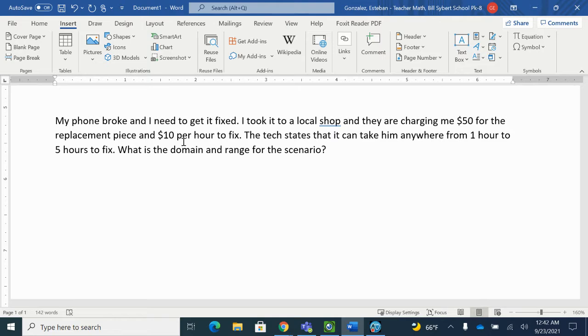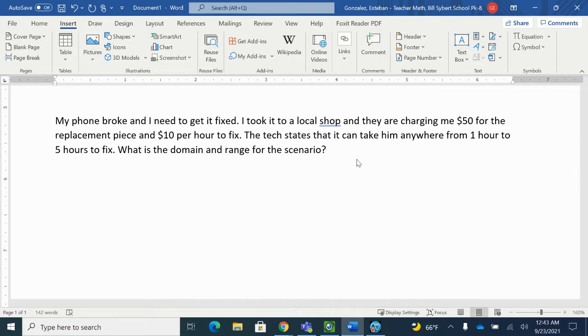So the first thing I'm going to do, when thinking about domain and range, is figure out what your equation is, because domain is the inputs and range is the outputs. Notice how here we're given some inputs, but I need to find my outputs, right? So the first thing we need to do is write down the scenario in terms of words.